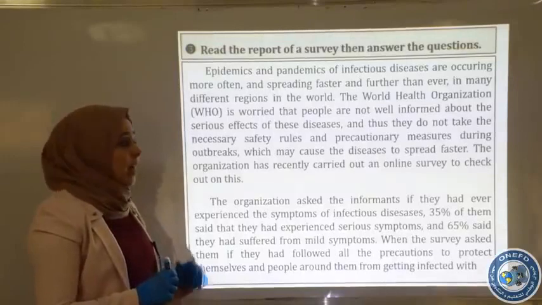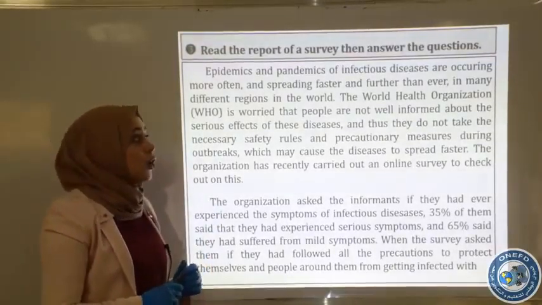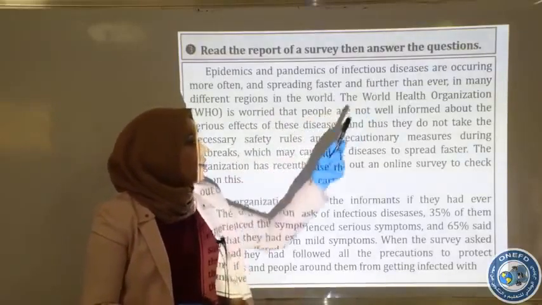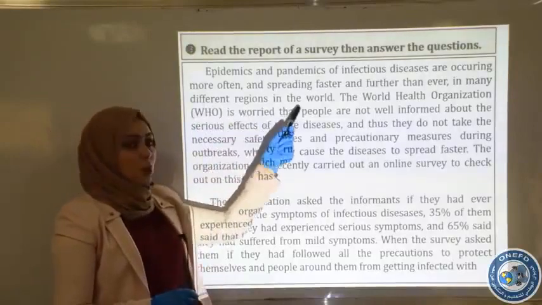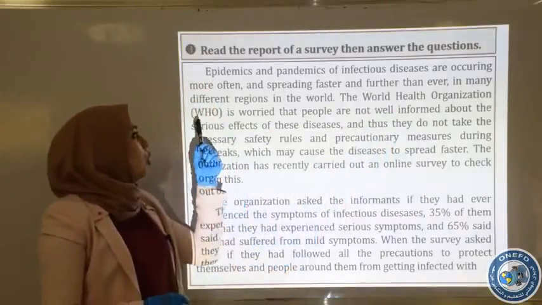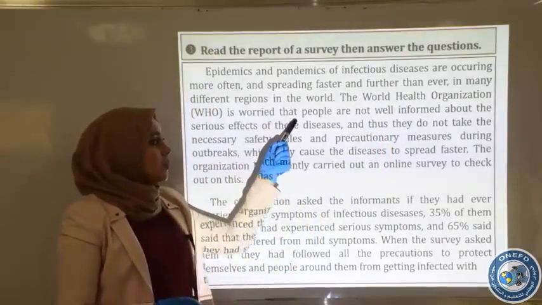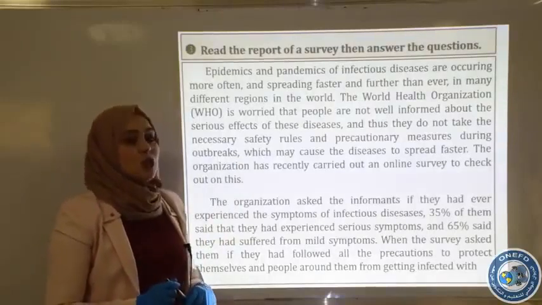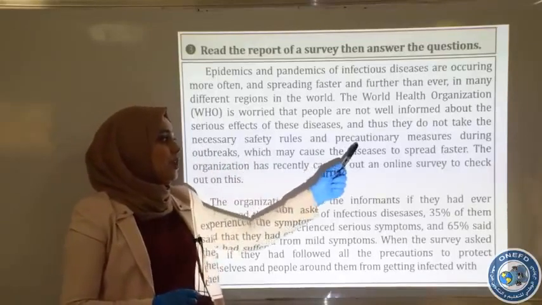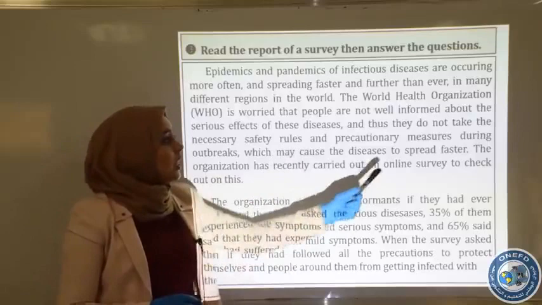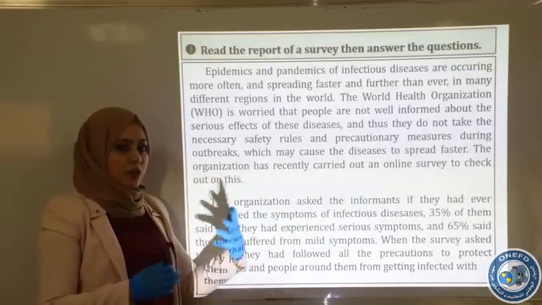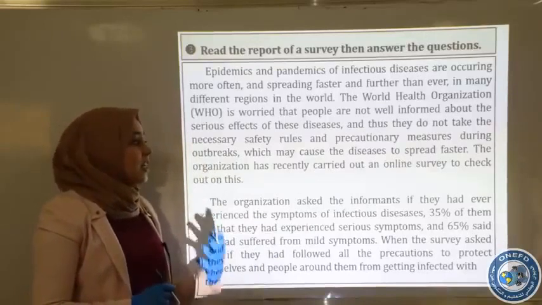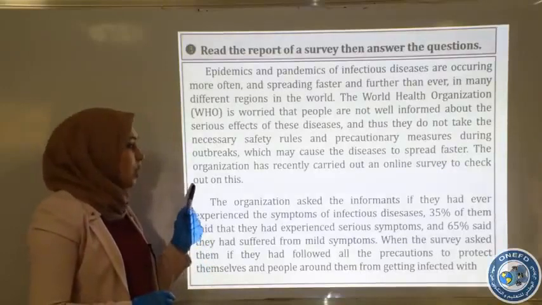All right, epidemics and pandemics of infectious diseases are occurring, which means are happening more often and spreading faster and further than ever in many different regions in the world. The World Health Organization, or WHO, is worried that people are not well informed about the serious effects of these diseases, and thus they do not take the necessary safety rules and precautionary measures. We have seen these words before. Outbreaks means the start of a disease, which may cause the diseases to spread faster. The organization has recently carried out an online survey to check on this.